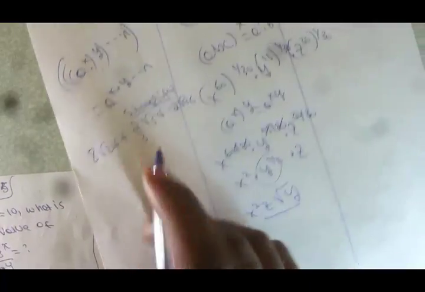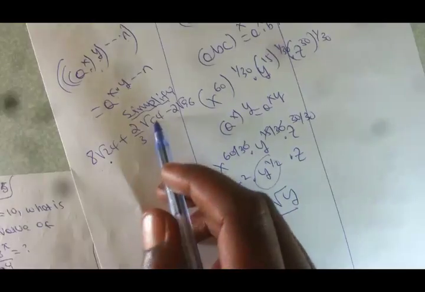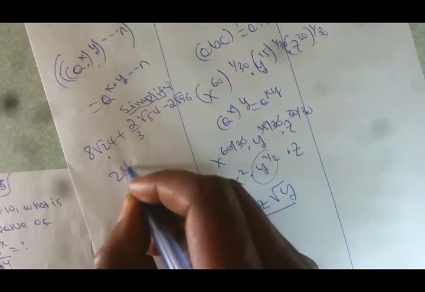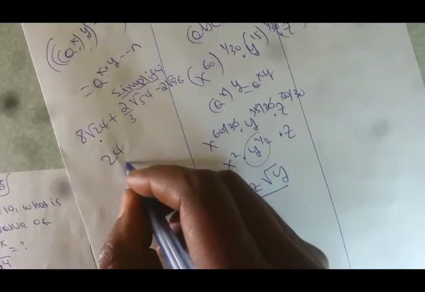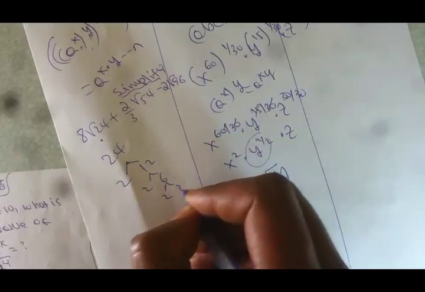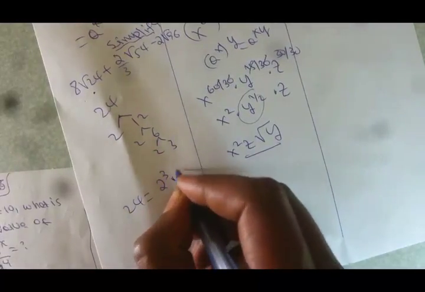And we are asked to simplify the square root of 24 plus 2 over 3 the square root of 54 minus 2 the square root of 96. First, can 24 be factorized? Yes, 24 can be factorized: divide by 2 to get 12, by 2 to get 6, by 2 to get 3. Therefore, 24 is equal to 2 raised to 3 times 3.